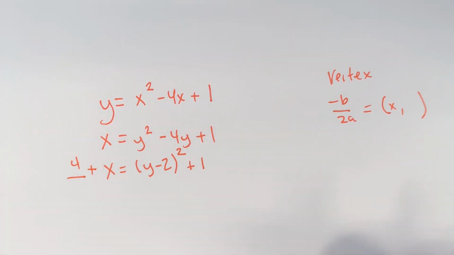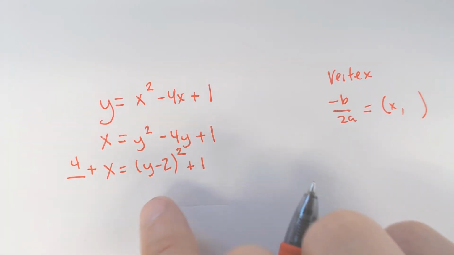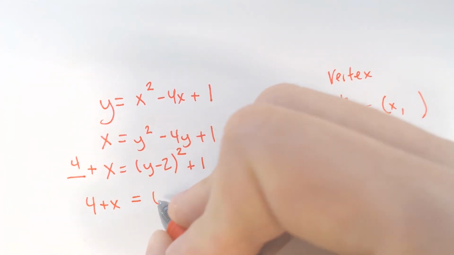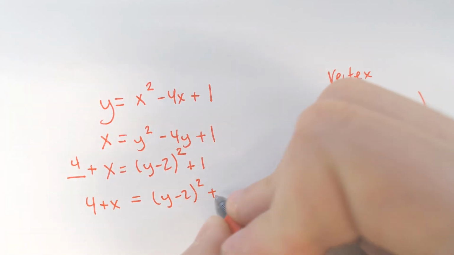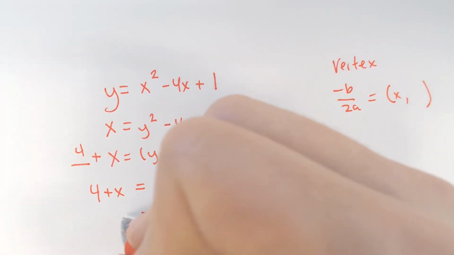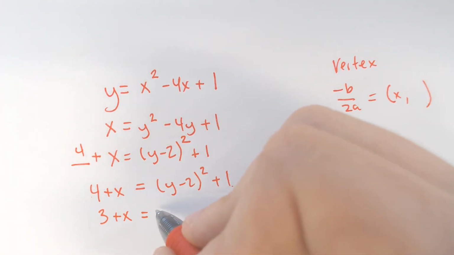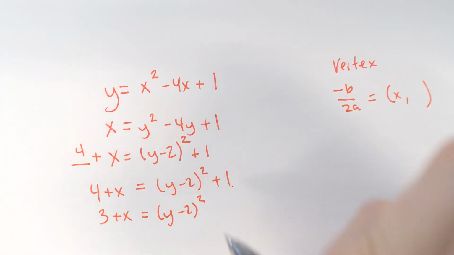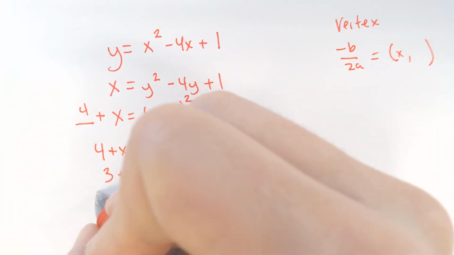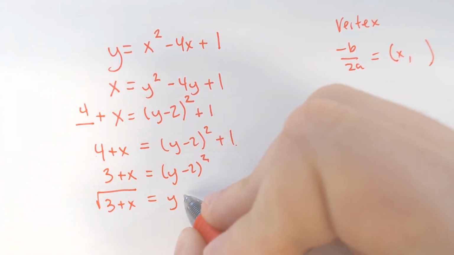From here, now I have a y pretty much by itself. I can actually solve for y, which would be 4 plus x equals y minus 2 squared plus 1. Move the 1 over, and that would make it a 3 because we'd have to subtract 1 from both sides, and we'd have y minus 2 squared. And we're almost done. Square root both sides. We'd have the square root of 3 plus x equals y minus 2.